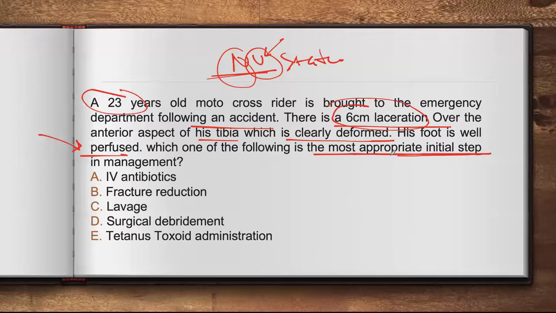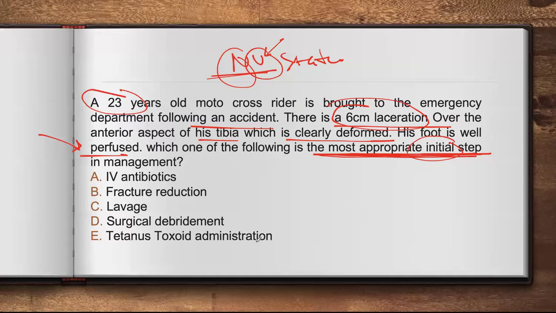So see, this is how the question comes. You have to read the full question. Most appropriate initial means they're asking about our next step. So this is a patient with an open fracture. There is a laceration and I can find out the neurovascular status is normal. What's our next step? So it's basically management of an open fracture. IV antibiotics, fracture reduction, lavage, surgical debridement, or tetanus injection.